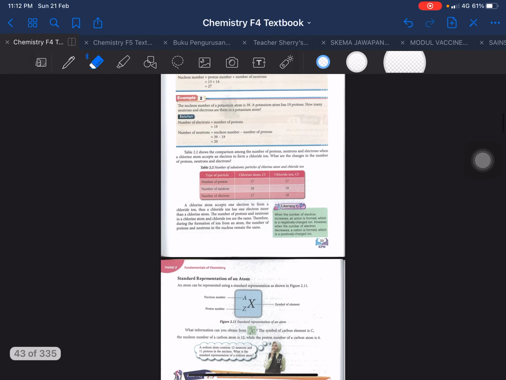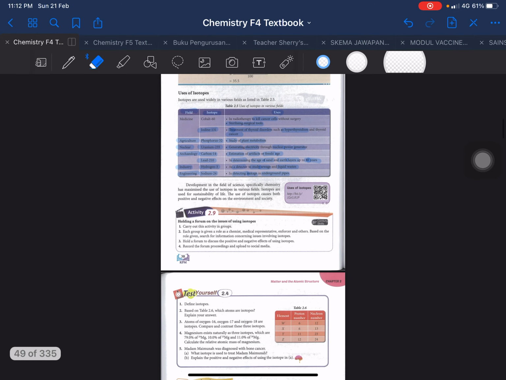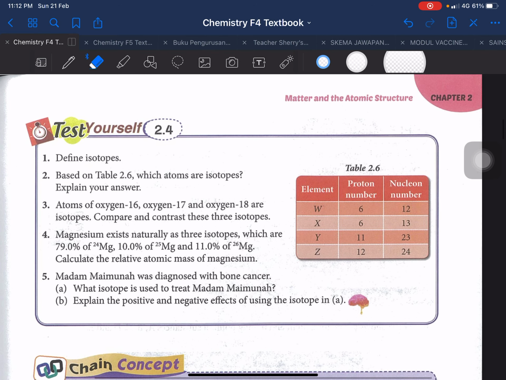I think that's all you need to know for now about isotopes. I hope you are clear with this, and I want all of you to complete Test Yourself 2.4 as the conclusion for today's lesson. Thank you very much, class.